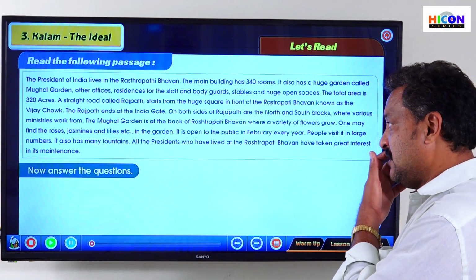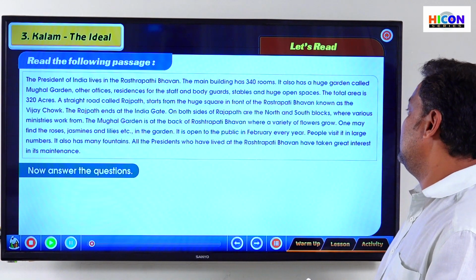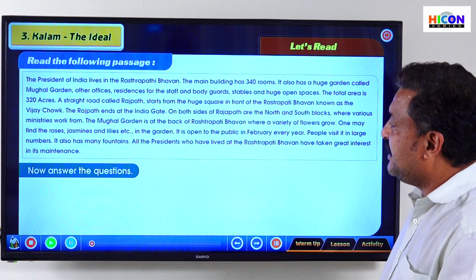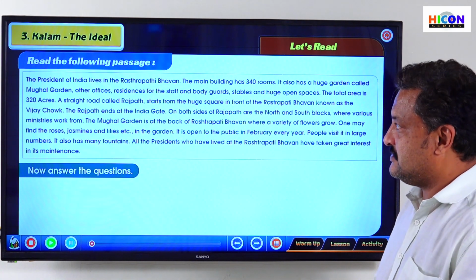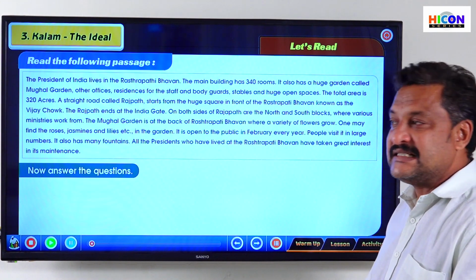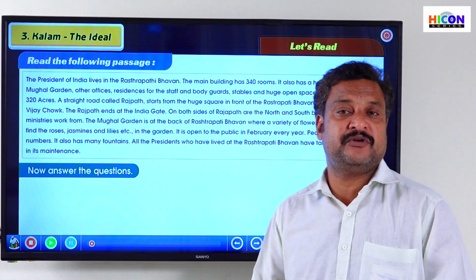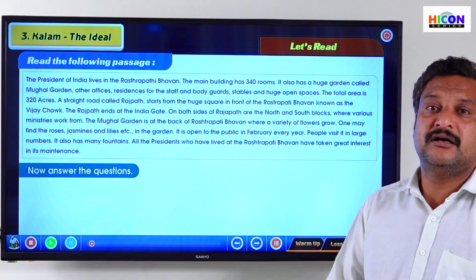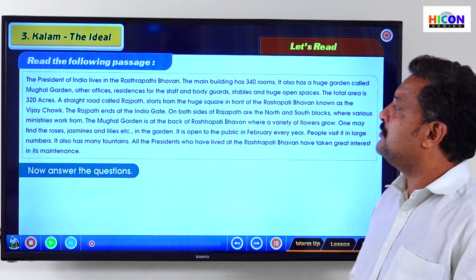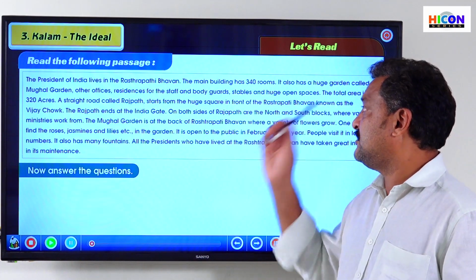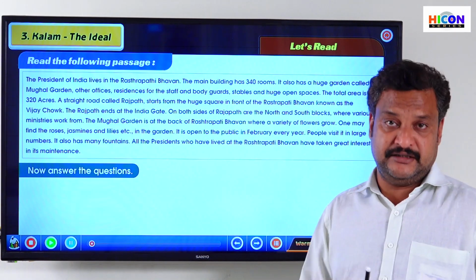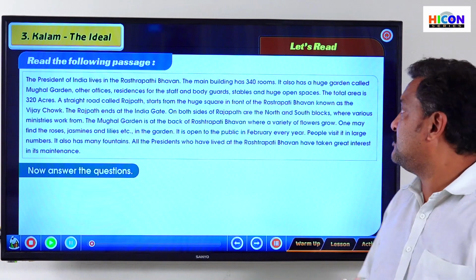All the presidents who have lived at the Rashtrapati Bhavan have taken great interest in its maintenance. So it's a description about our Rashtrapati Bhavan. Rashtrapati Bhavan means where the President of India lives. It's a very huge building. It has 340 rooms inside it.